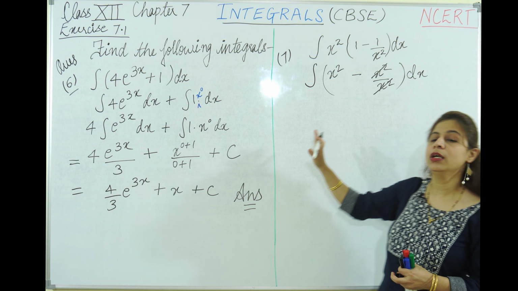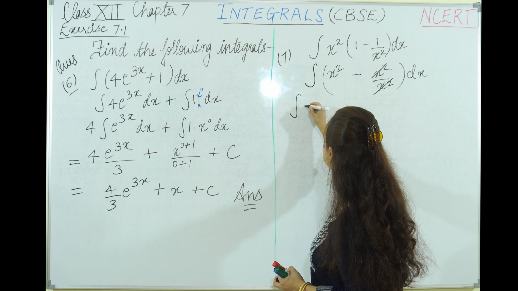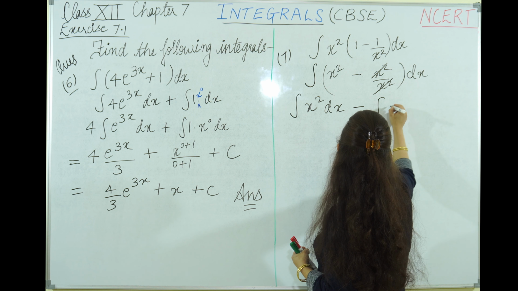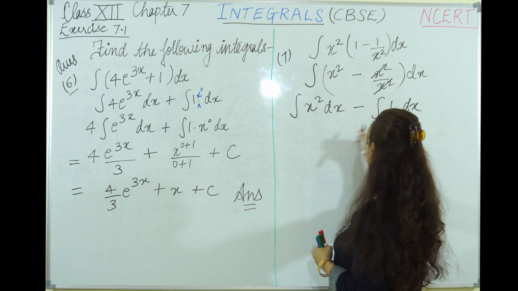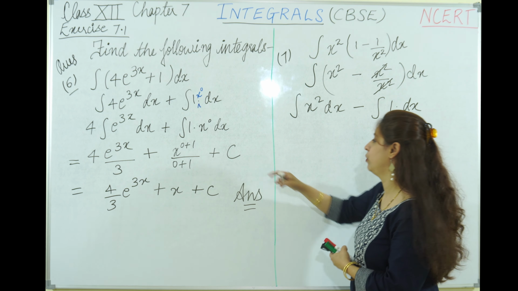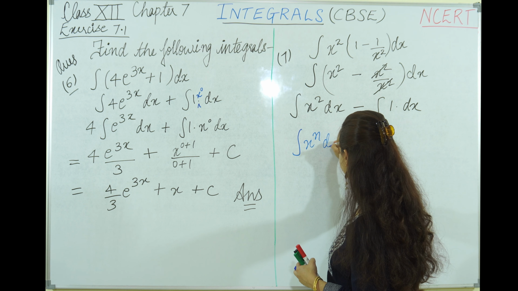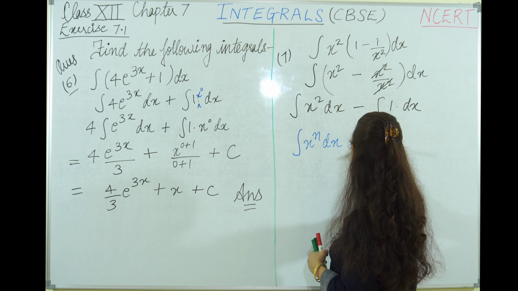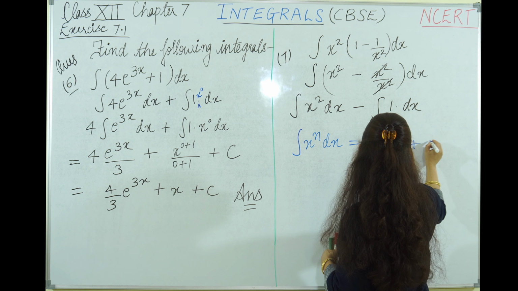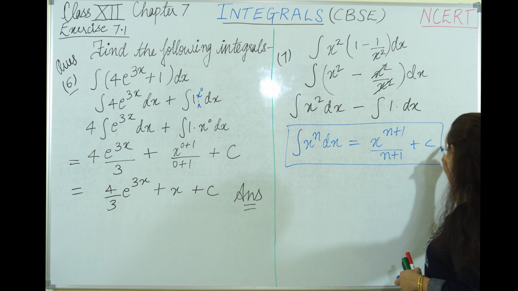So again we will be splitting the integration. So integrating x square dx minus integrating 1 dot dx. So we already know the formula for x to the power n. We have also applied it over here. Okay, so x to the power n dx, we already know the formula. It is x to the power n plus 1 upon n plus 1 plus c. So this is the formula for the integration of x to the power n.